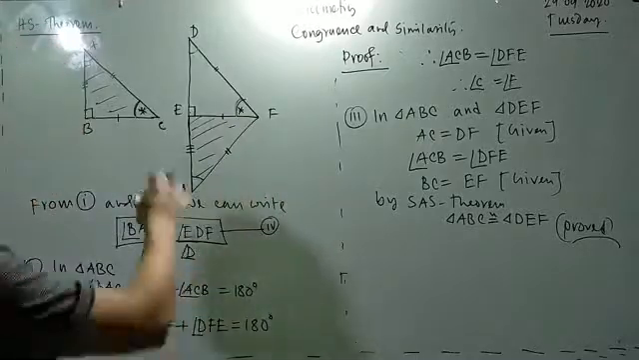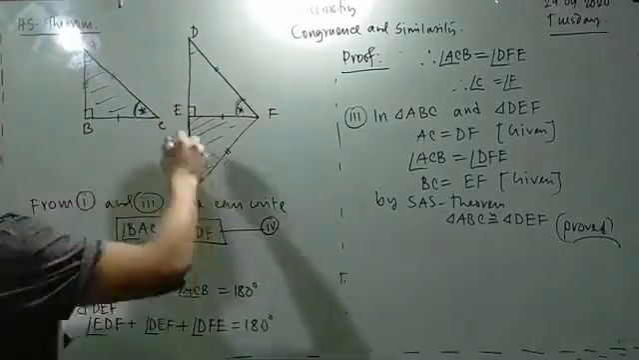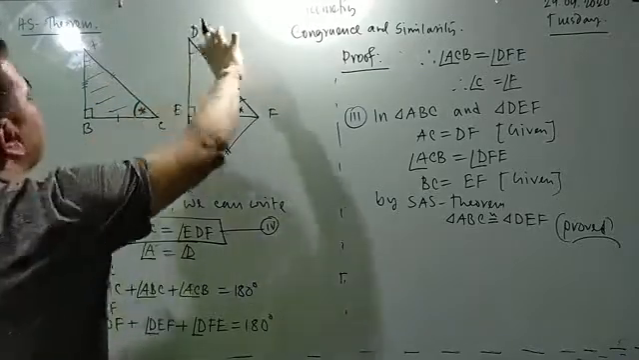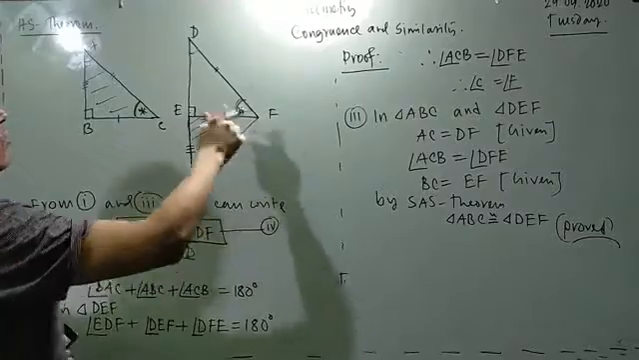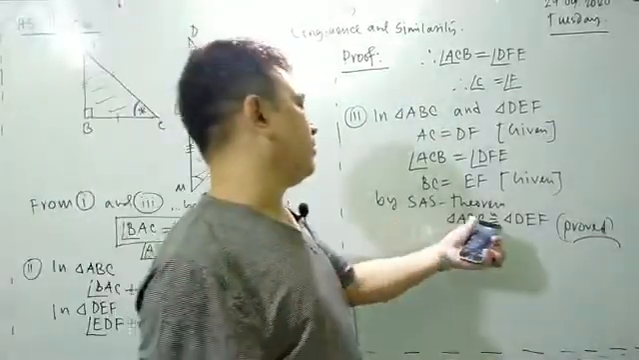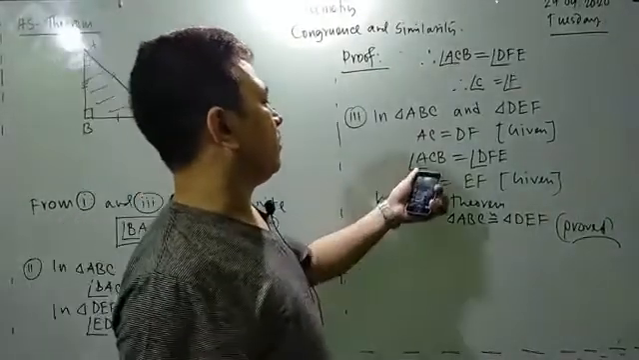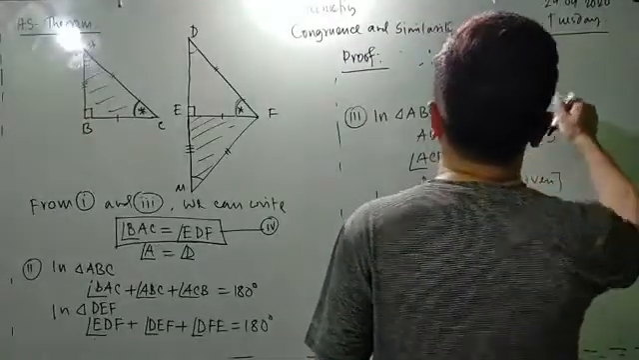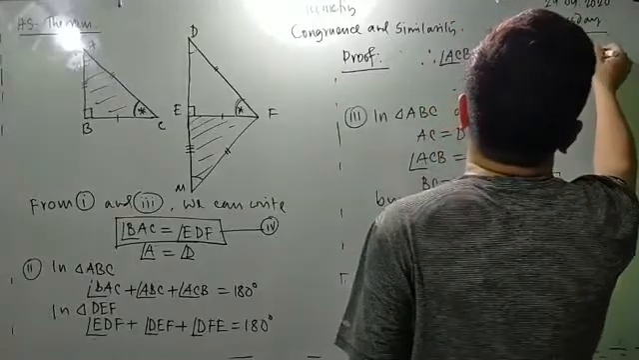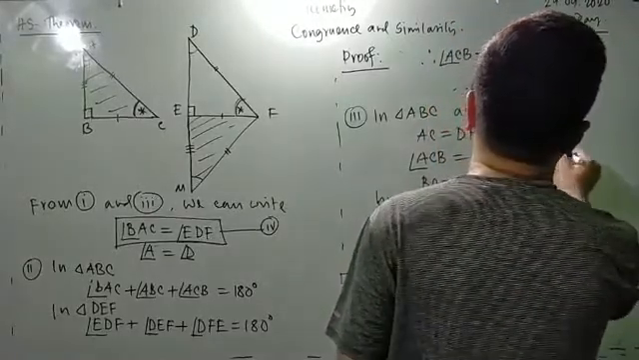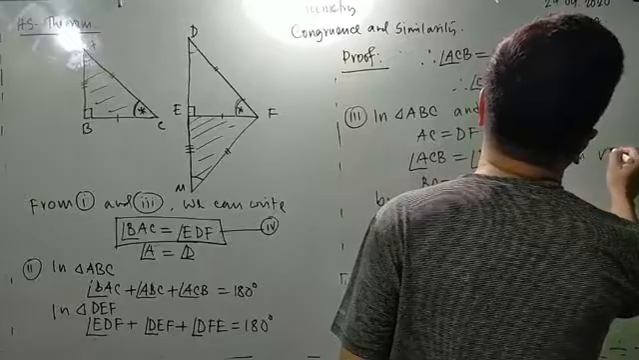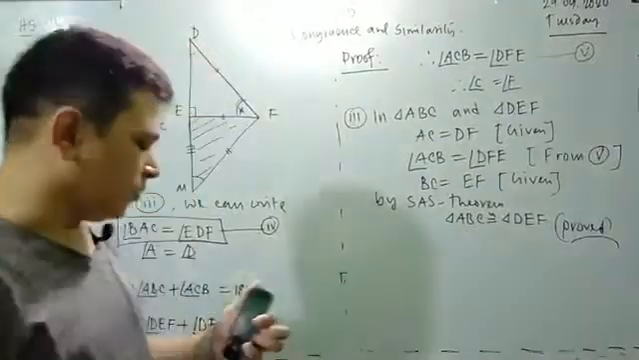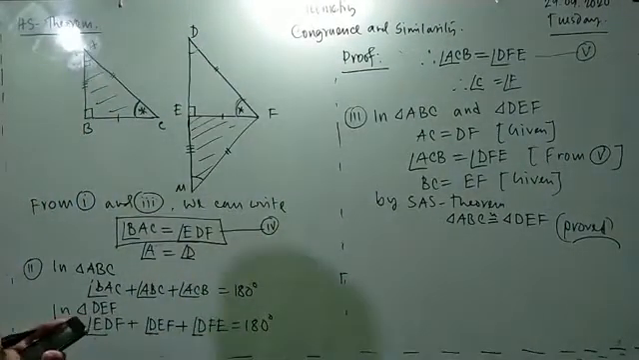Already we have this angle, and this one and this one are equal. That means already we are given in the question AC equals DF and BC equals EF. So we can easily apply the SAS theorem here. This is equation number 4, so from equation 5, we can write: by the SAS theorem, triangle ABC is congruent with triangle SCB.